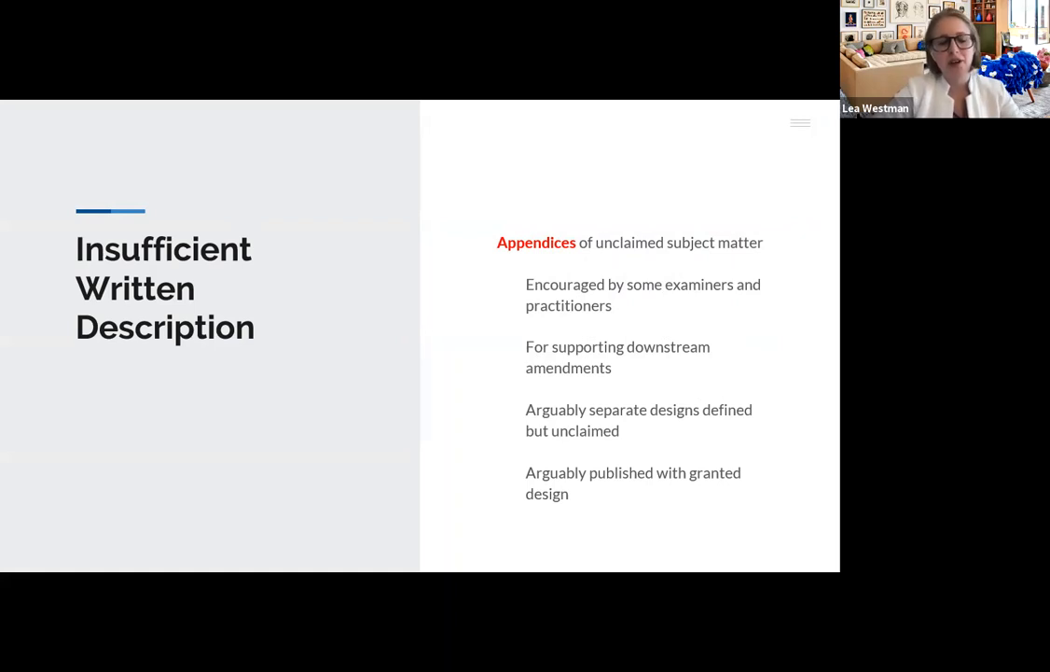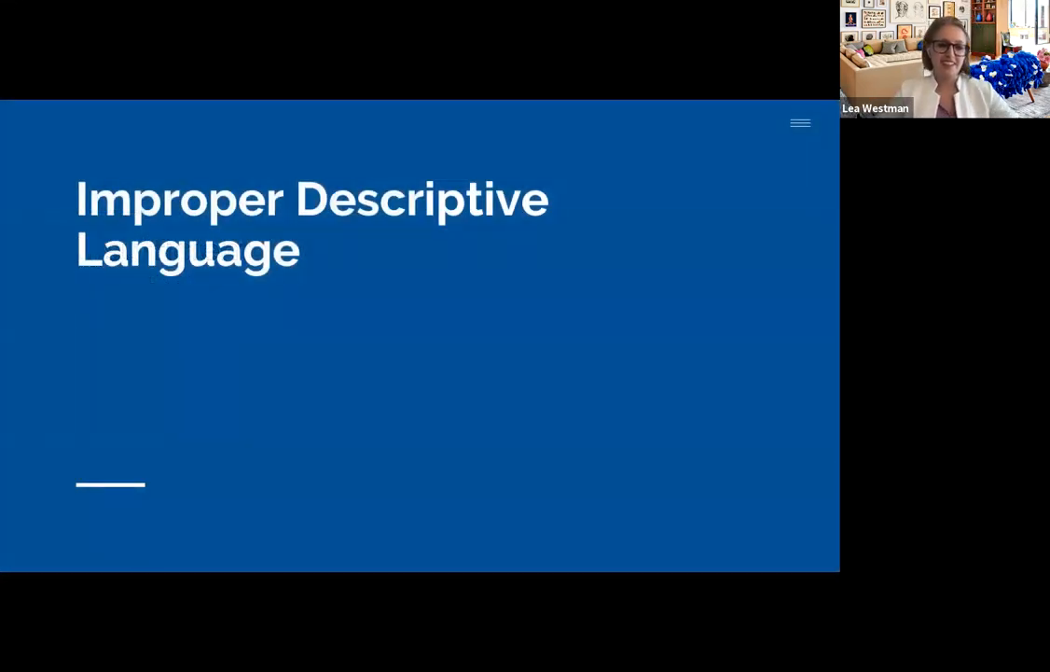Okay, so we touched on earlier, you do have the option in design patent to file an appendix of unclaimed subject matter. Like Joe mentioned, this has been encouraged recently by some examiners and different practitioners who are supporting future amendments. The flip side of that is this will be published with the grant of the design, right? So you have to weigh the option of having the support in the written description for the amendment against the IP portfolio as a whole and what you may want to file for later. So I think we'll move on to our last item for discussion here.